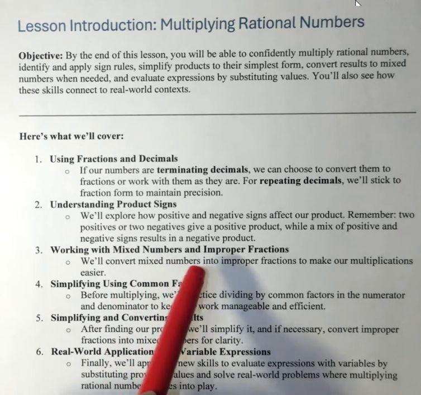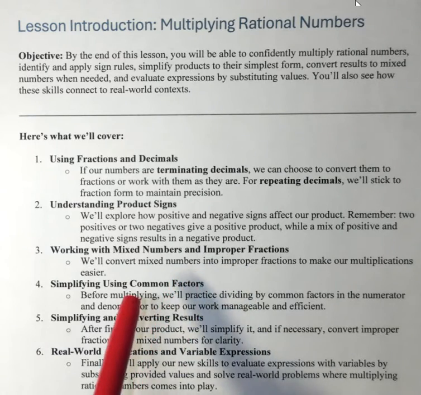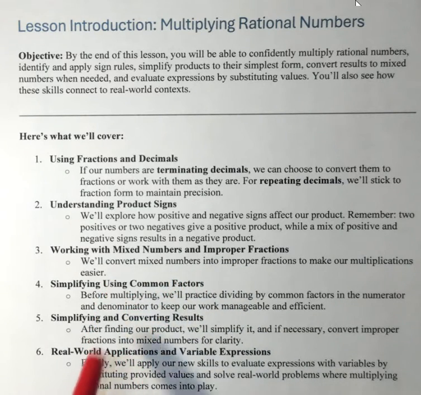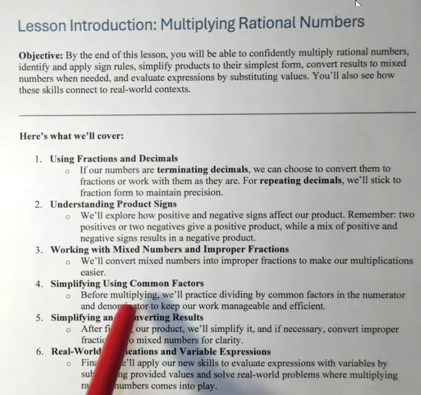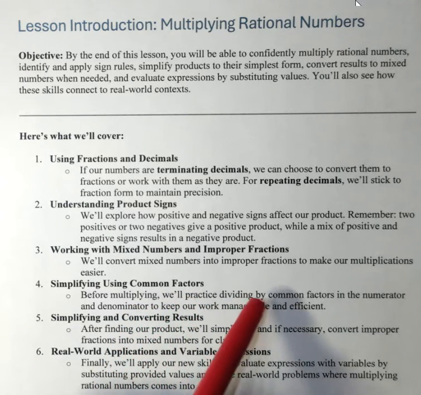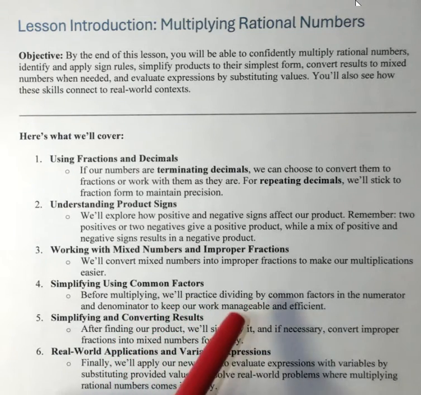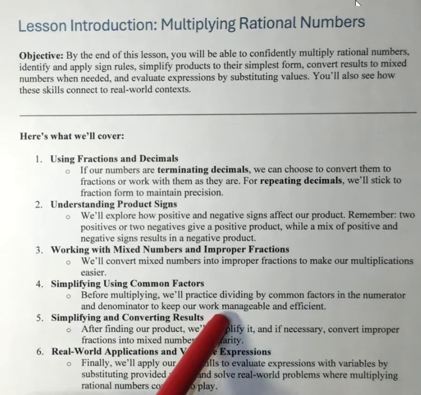We're going to work with mixed numbers. We're going to work with improper fractions. We're going to convert those mixed numbers into improper fractions. That is going to make our multiplication easier. We're going to talk about simplifying by using common factors. So before we start to multiply our fractions, what we want to do is practice dividing by common factors. And we'll see some examples of those when we work through the problems.